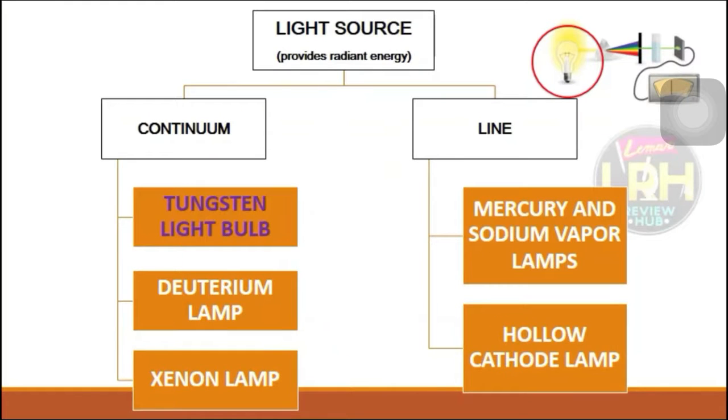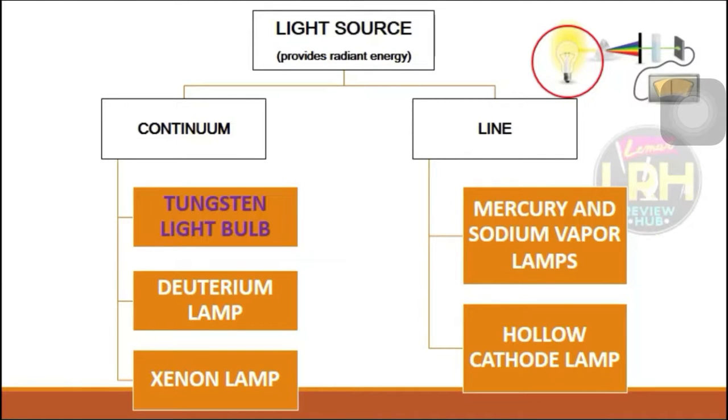So, let's go to the first component of the spectrophotometer, the light source. Now, this light source, remember, provides wavelengths of light at great intensity that span from near-infrared to within the UV range, including the visible light spectrum. In other words, the light source provides radiant energy.